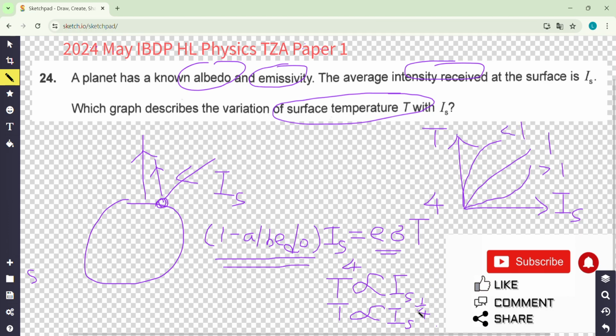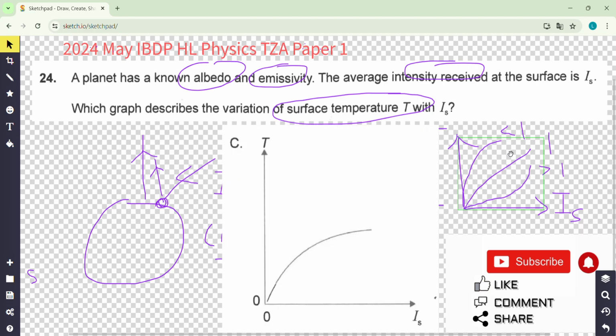So now the index is 1/4, so it's curved down. So the temperature dependence on IS should be a curved down curve, okay? So the answer is C. Thank you.